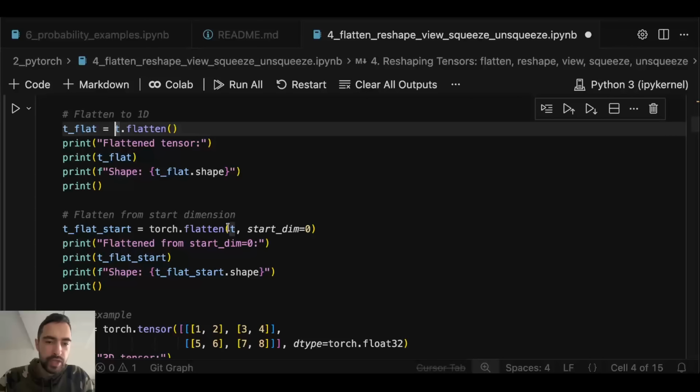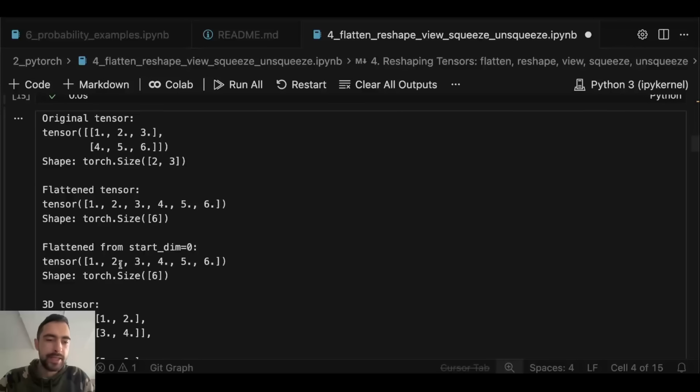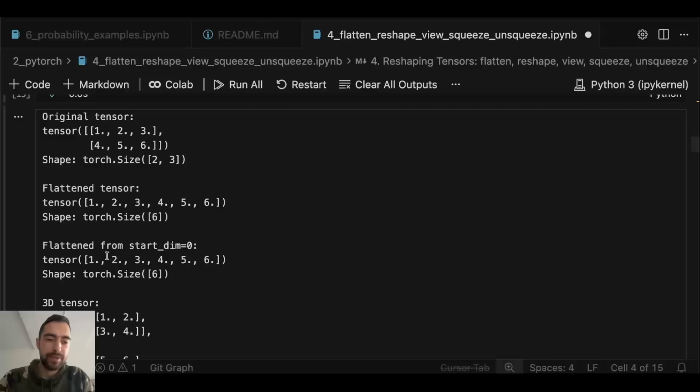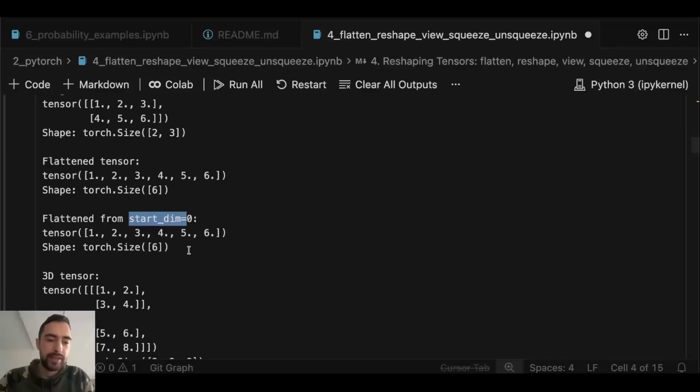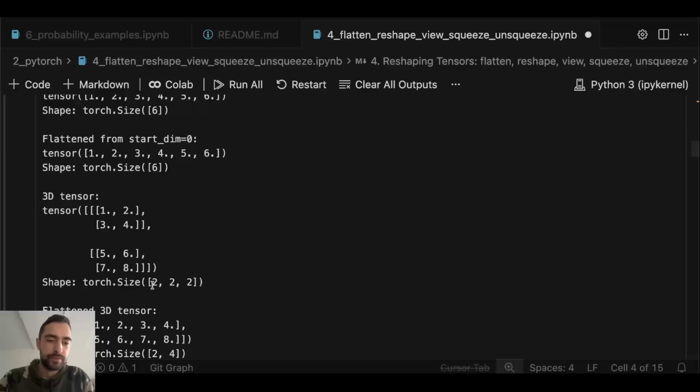And then we can also specify this start dimension to be 0. In this case, this will look the same as without specifying this start dimension 0. For me to explain what this start dimension does, let's look at a different tensor. It's a 3D tensor, so it's 2, 2, 2. So inner arrays have 2 elements. There are 2 of these, and then there are 2 of these outside. So it's 2, 2, 2.